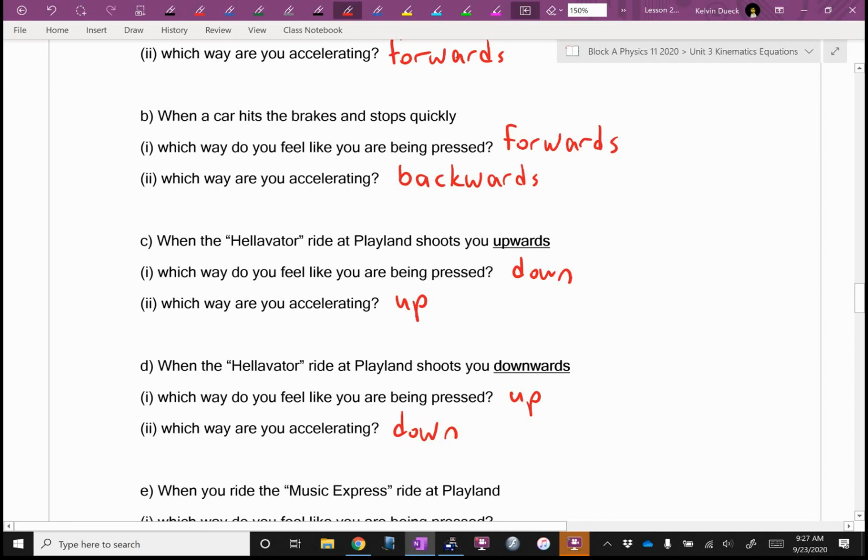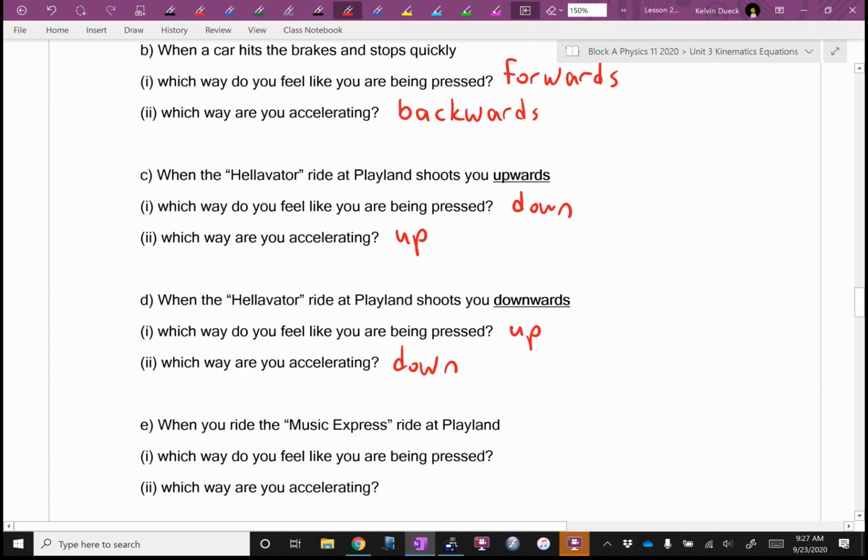There's another ride at Playland called the Music Express. I think it's right by the pirate ship. It's the one that goes in a circle really fast, and then the announcer asks, who wants to go faster? So when you're on that ride, which way do you feel like you're getting pushed? Outwards. Which way are you clearly accelerating then? Absolutely. When you're moving in a circle, trust me, you're accelerating inwards, not outwards. Your body is a backwards accelerometer.